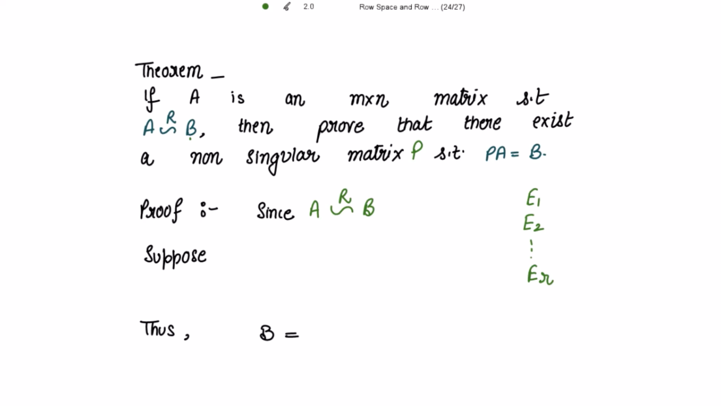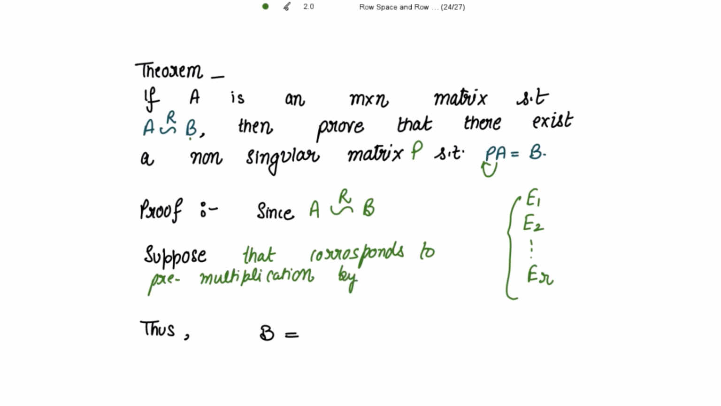Suppose that corresponds to pre-multiplication by the elementary row matrices, because we are going to prove that PA is equal to B. So P is before A, right? So in this case we are going to apply pre-multiplication by the matrices. These are your elementary row matrices E1, E2, E3 up to ER.